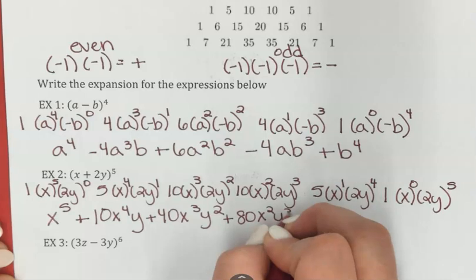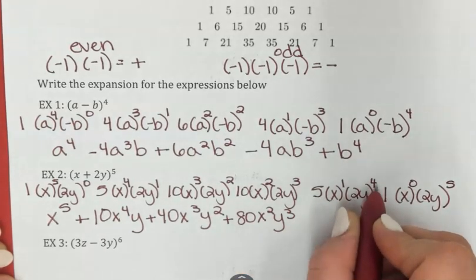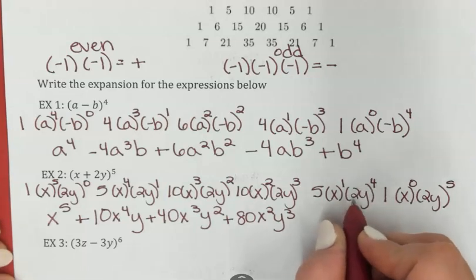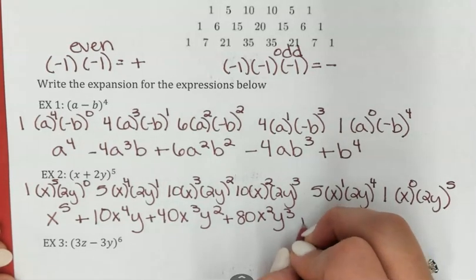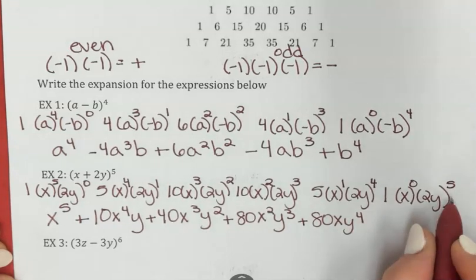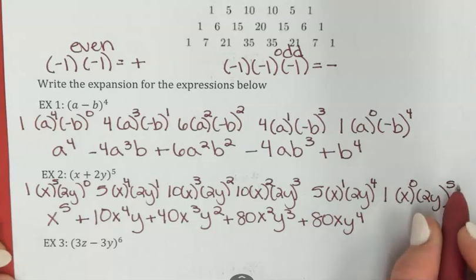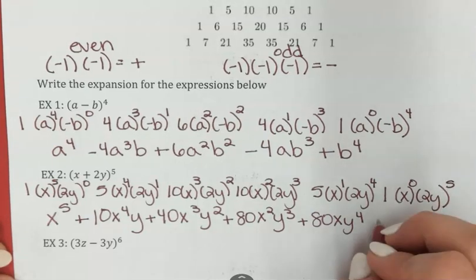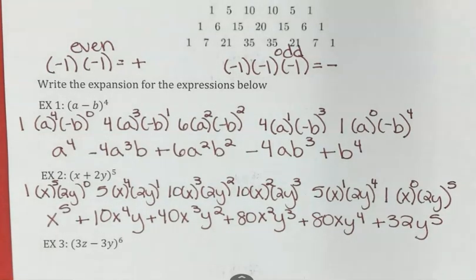x squared y cubed. On to the next one, 5x, 2y to the 4th power. 2 to the 4th is going to be 16, and then 16 times 5 will give me 80. So 80xy to the 4th. And then on the last one, I've got 1 times x to the 0 is just 1, but the 2y to the 5th, I have to do the 5th power on both. So that will be 32y to the 5th.